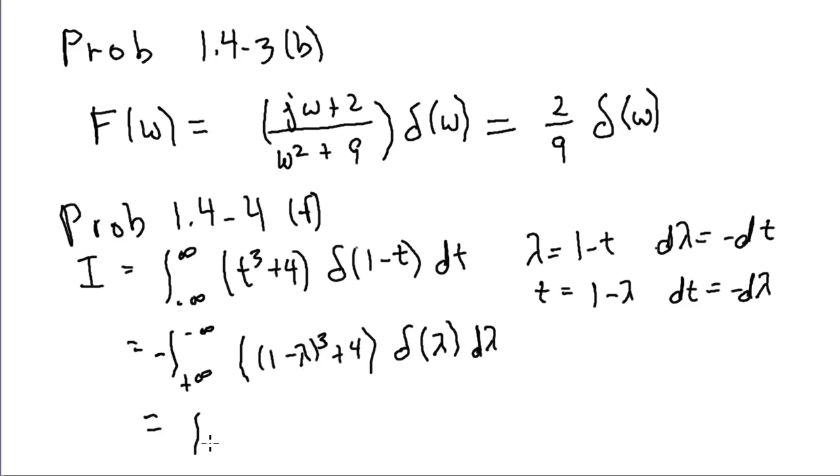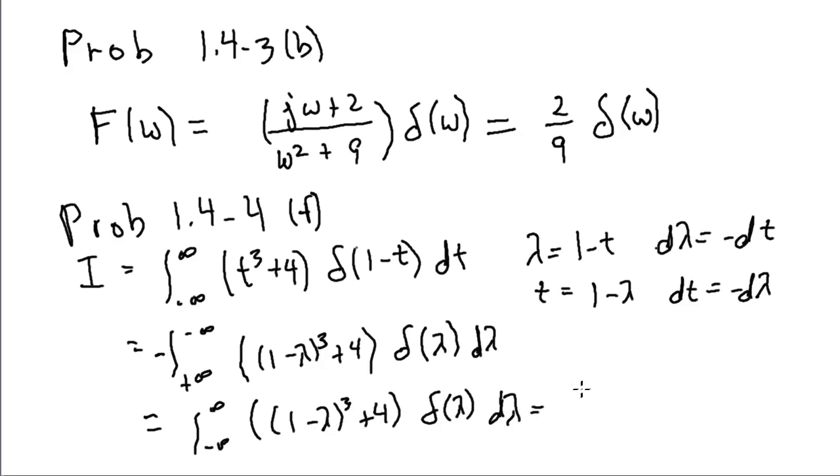Doing that requires that I multiply through by 1, which will get rid of my minus sign. So this becomes 1 minus lambda cubed plus 4 delta lambda d lambda. The impulse here is located at lambda equal to 0, so I substitute lambda equal to 0 into this expression. I'll have 1 minus 0 cubed, which is 1, and then 1 plus 4, so the result is finally 5.